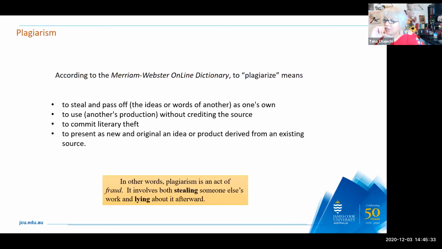In other words, plagiarism is an act of fraud. It involves both stealing and also lying about it. So it's stealing and lying. And look, I can promise you that none of us want to do any of that, right? We never consciously do any of that. But unfortunately, sometimes because we don't pay enough attention to appropriate referencing and those kinds of responsible research practices, we unintentionally commit plagiarism. So that is very important for us to understand.